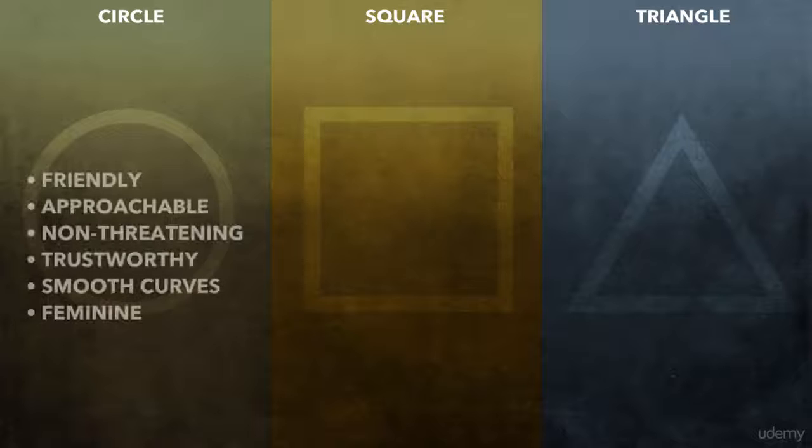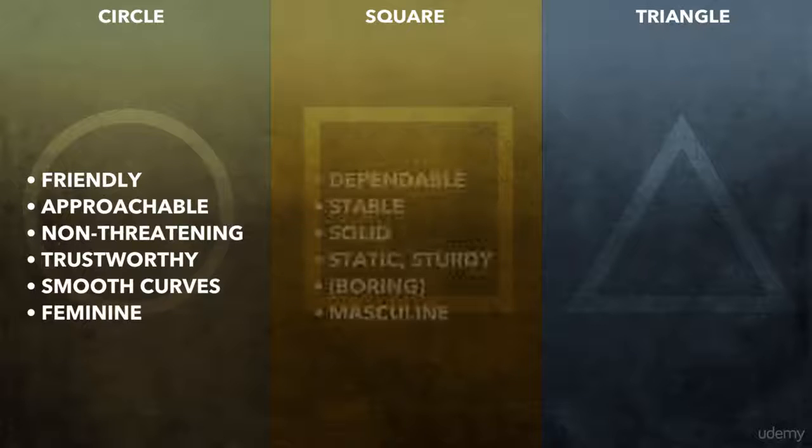Let's stick with three primary shapes for our discussion: circle, square, and triangle. Each of these shapes can be associated with certain attributes. Circles seem friendly and approachable. They are non-threatening and trustworthy. There are no sharp edges, and everything has an easy, smooth curve to it. Circles can also imply feminine.